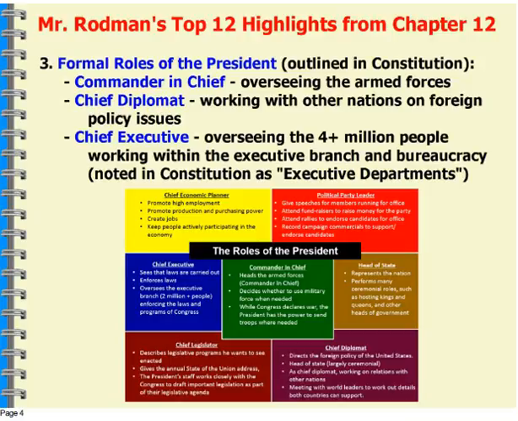The overseeing the armed forces is commander-in-chief, the diplomat-in-chief working with other nations, and the administrator-in-chief overseeing the 4+ million people that work within the bureaucracy and the executive branch all around the world. And keep in mind that most of those people aren't working in Washington, D.C. They're working in field offices that are located throughout the United States and in other countries.